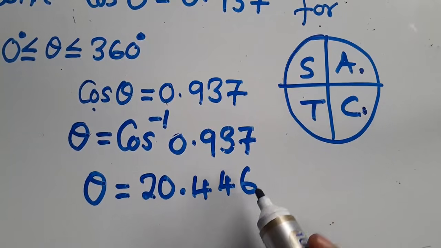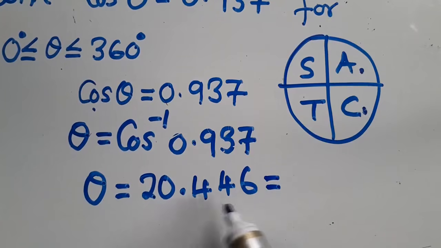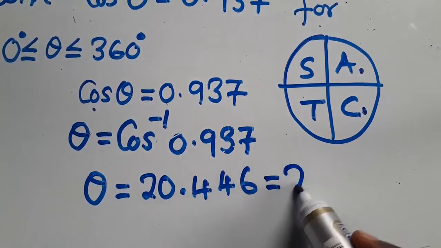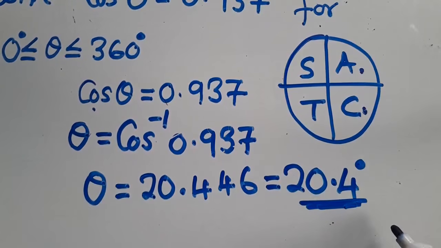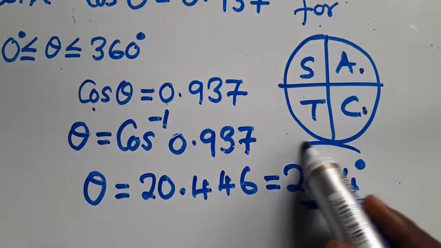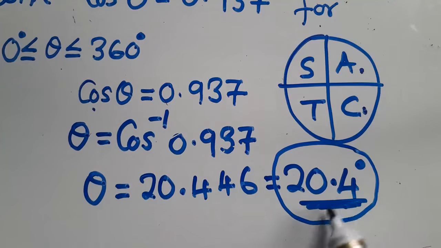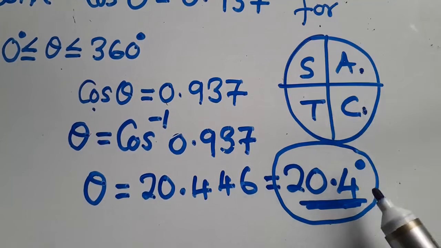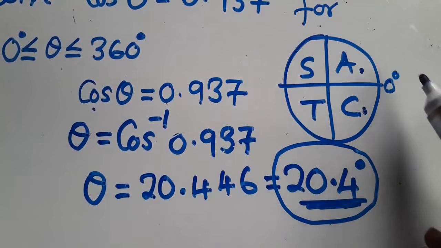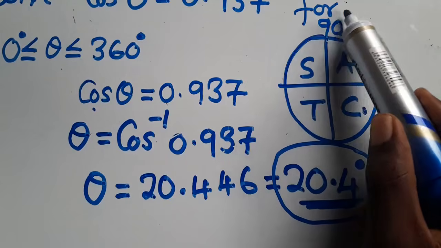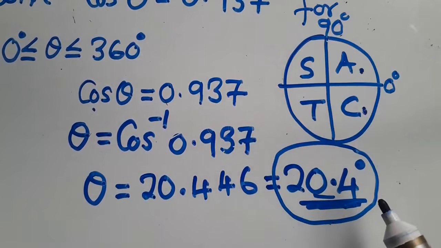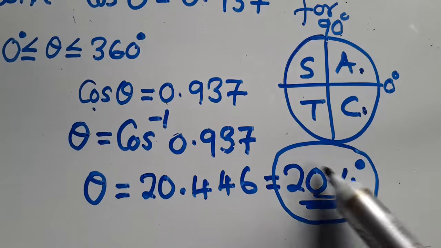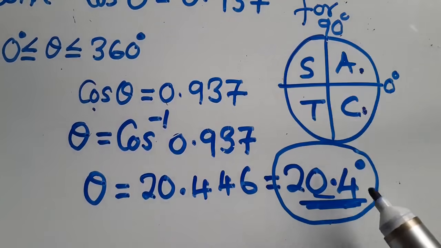So with this answer, you just say this is now equal to what? If we write this answer to 1 decimal place, you are just going to get something like 20.4 degrees. This is your answer. So 20.4 degrees is your first answer. If you check, this answer is in the first quadrant. The first quadrant is between 0 degrees and 90 degrees, and 20.4 is between 0 and 90.